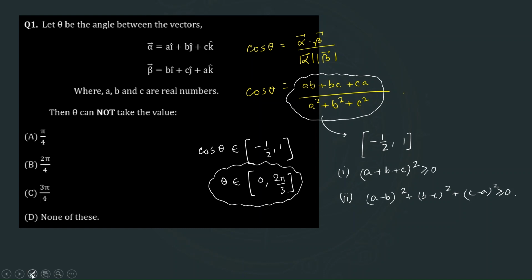So from the options, we can check that theta can take value pi by 4, which is in the range, and 2 pi by 4, which is pi by 2. So this is also in the range, but 3 pi by 4 is not in the range. So theta cannot take the value 3 pi by 4, which will be option C. So C is the correct option for this question. I hope you understood this question. Let us proceed.